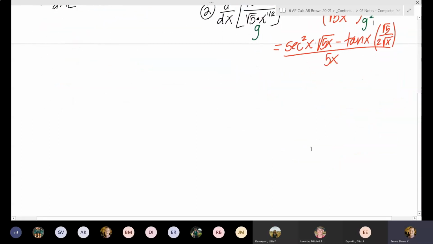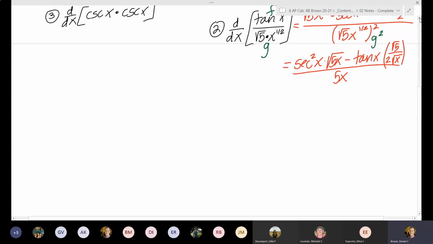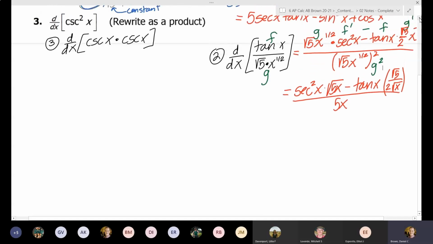And then number 3, we do have the secant squared. Again, if I want to find the derivative of cosecant squared, excuse me, not secant squared, I do want to think of that as a product, because we don't really have a rule for taking the derivative of something squared. So if I'm taking the derivative with the product rule, even though it's the same function, we can still use the rule. I have the first times the derivative of the second plus the second times the derivative of the first. That would be the derivative unsimplified.